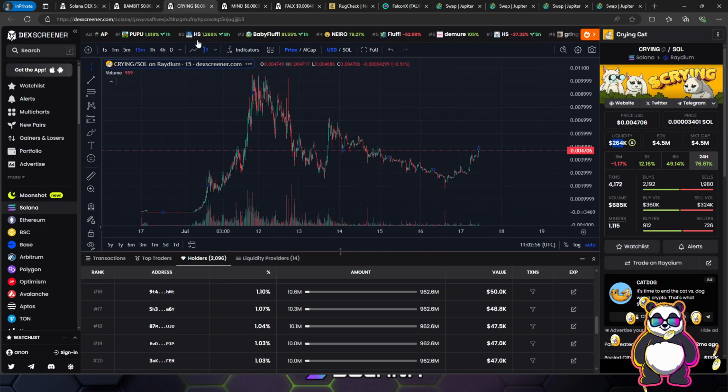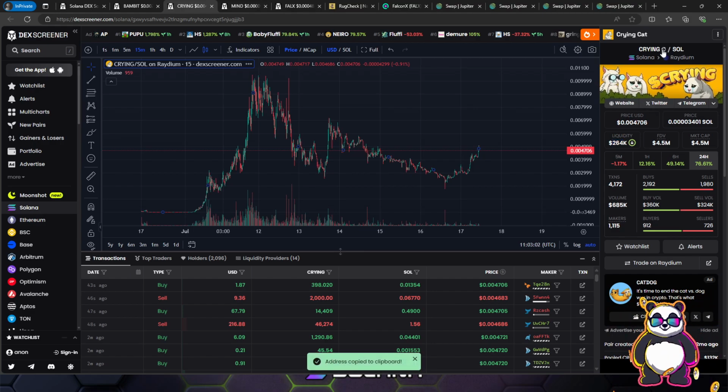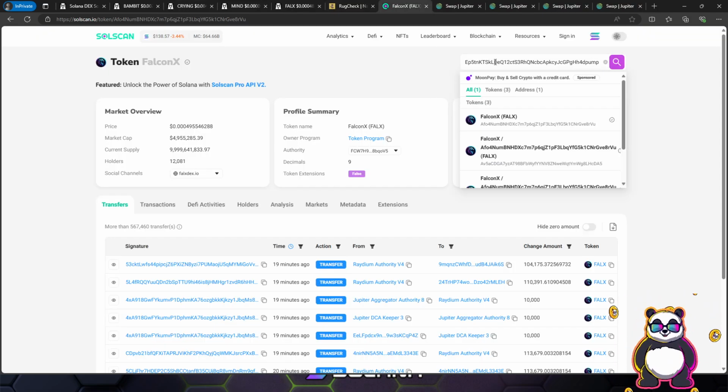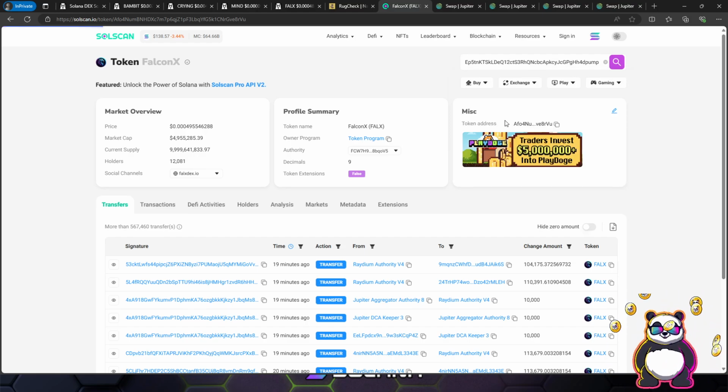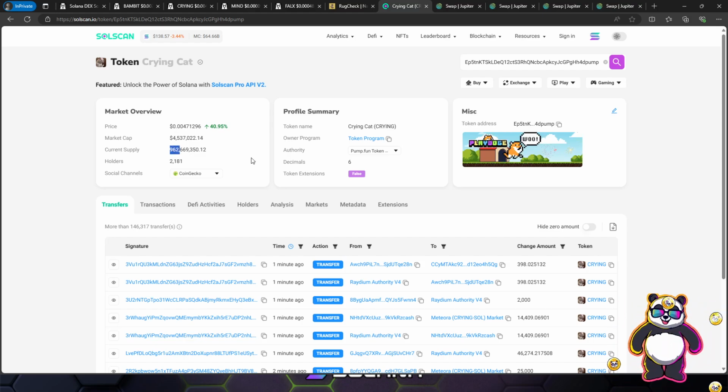So I already checked all these coins' total supply, and it's very simple to check supply. Let's say you copy the contract address, you go to Solscan, you just paste it, find it, and you're going to see the current supply is 962 million.